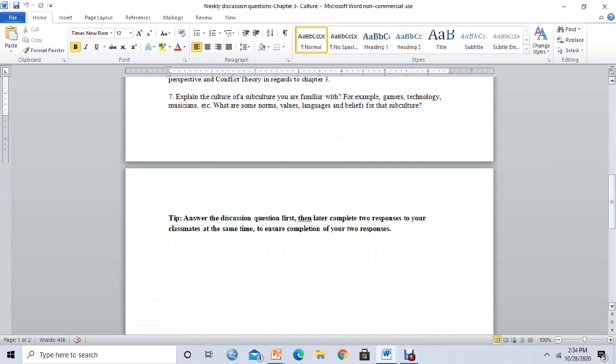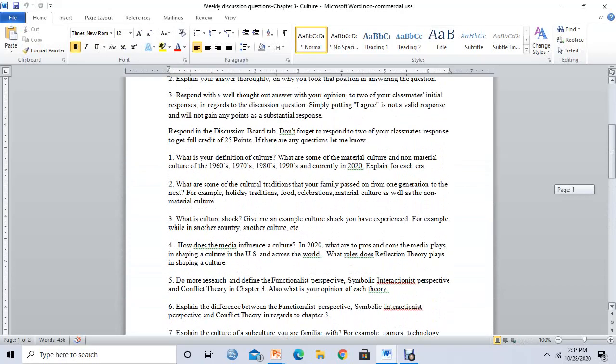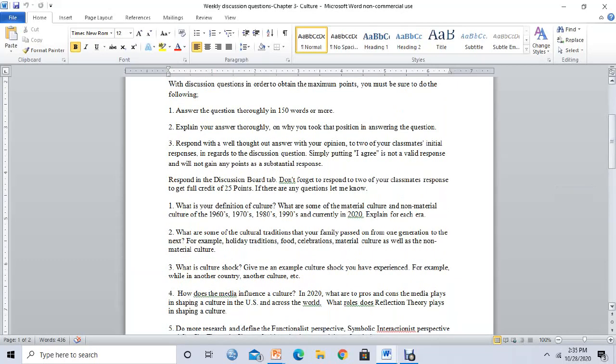Again, answer the discussion question first and come back to complete 2 responses. Remember, respond to 2 of your classmates at the same time to ensure completion. Make sure you respond to 2 people. Try to do it back to back. Don't say, I'm going to do it now and another one later. And make sure you do your discussion questions as early as possible so other students have a chance to respond to them. Remember, respond positively. And if you do disagree with someone, do it in a professional manner. Don't do anything that's going to cause an argument. I'll read over it and think, okay, wait a minute. And be respectful of all people's cultures.